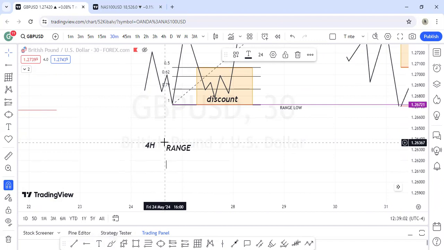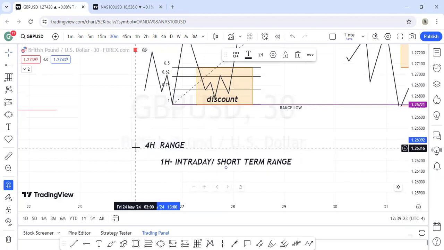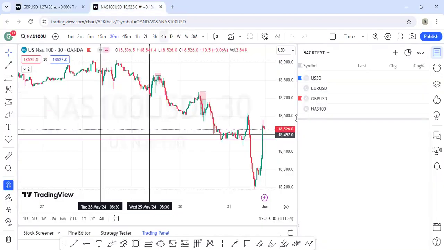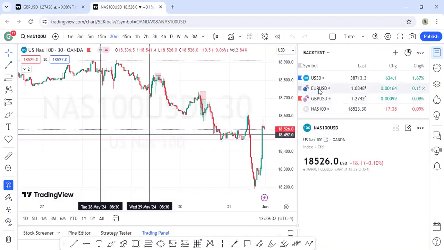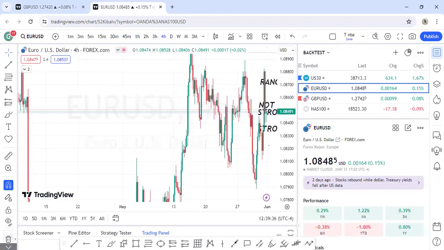And then maybe you can also use 1 hour for an intraday range, right? You have an overall range and then an intraday or short-term range, because the market is always fractal, right? You can use 1 hour for an intraday or short-term range, but ideally the best time frame for range is the 4-hour, right? So now let's understand this. Let's go to the charts and do some stuff, right? Let's use EURUSD. Let's go straight to the 4-hour chart.